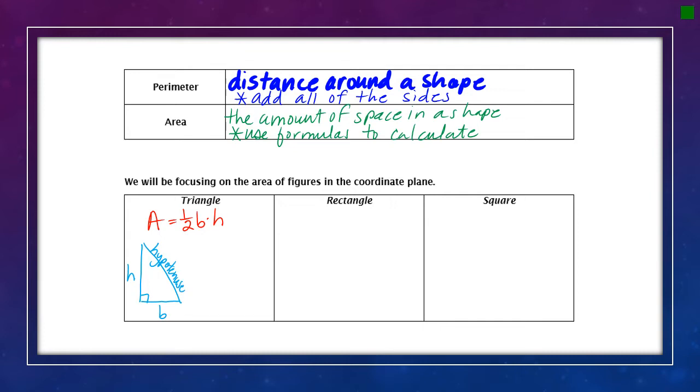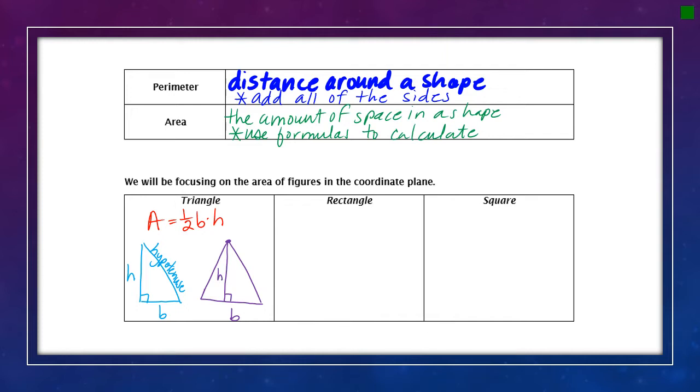You could also have either an acute or an obtuse triangle. It doesn't matter which one. And in that case, you need a height. So this bottom distance here would be your base, but then you would have to start at your top corner and drop down a perpendicular line, and that would be your height.